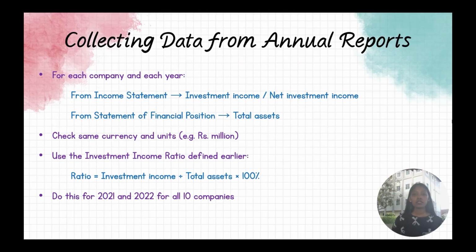Then we use the investment income ratio defined earlier. Ratio is investment income divided by total assets multiplied by 100. We did this calculation for 2021 and 2022 for all 10 companies.